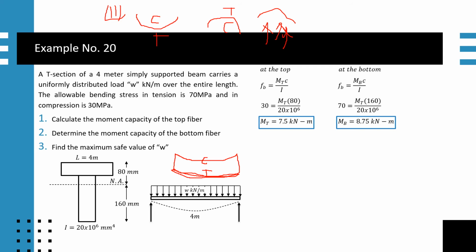So, find the maximum safe value of W. So, para makuha itong W na to, meron tayong formula. Okay? Ay, sorry. Pindot ko na agad. Ay, na. So, may formula yon. So, para makuha yung ating W, yung formula niya is galing sa pagkuha ng moment. Okay? So, meron tayong formula.